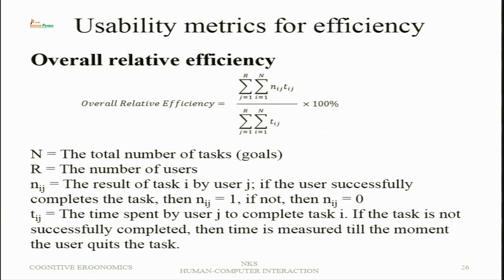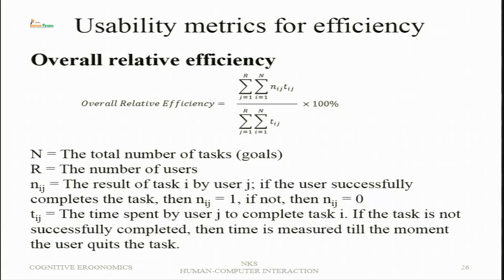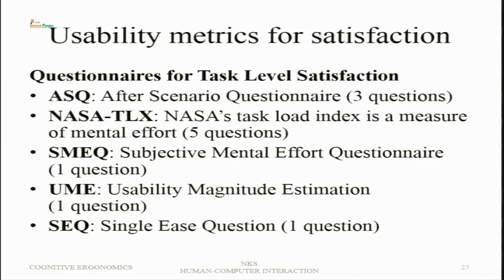And here, overall efficiency is defined as this ratio of Nij, Tij, sum over all, divided by Tij. This gives overall efficiency. The symbols have the same meaning as in the time-based efficiency. So we can quantify effectiveness, we can quantify efficiency, and that will give us usability of the system. So usability can be quantified.